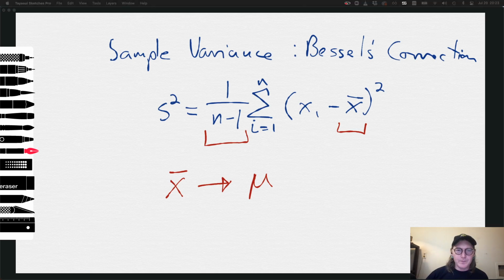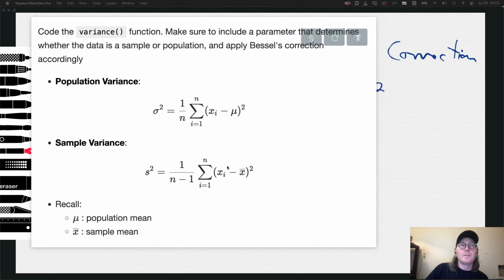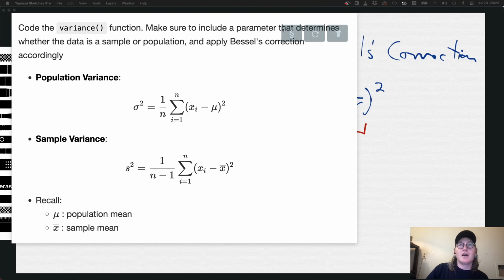So now that we have this basis for understanding variance, I'm going to have you code the variance function. And let's see, I need to try to fit all of this on one screen. There we go. Okay. So you're going to code the variance function.